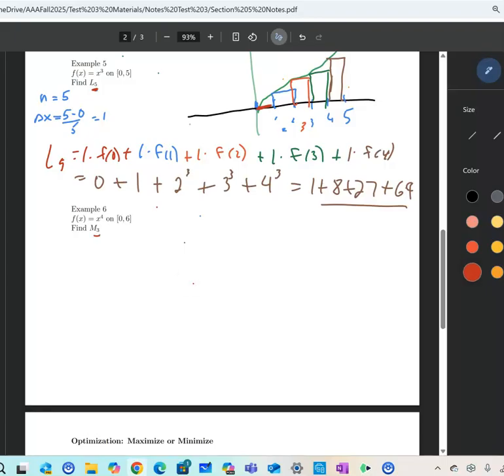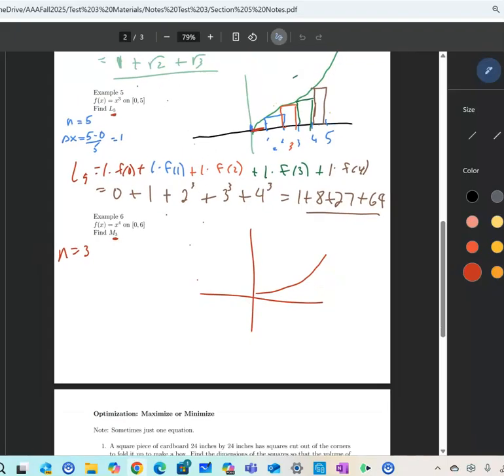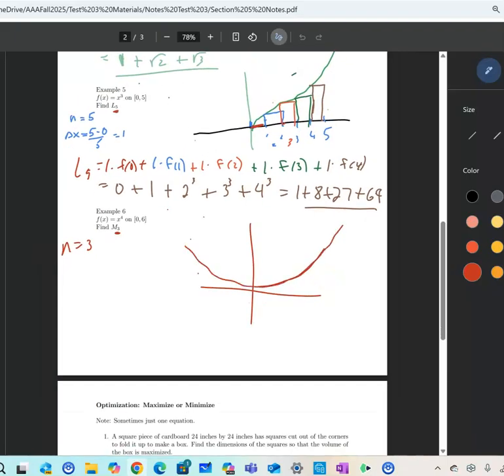Okay, let's see what this one is saying. This is M sub 3, so again, n equals 3. M means midpoints, and I've got x to the 4th. I'm just going to draw it like that, a parabola-ish kind of thing. Here's 0, it does touch at the origin, and it goes all the way out to 6.